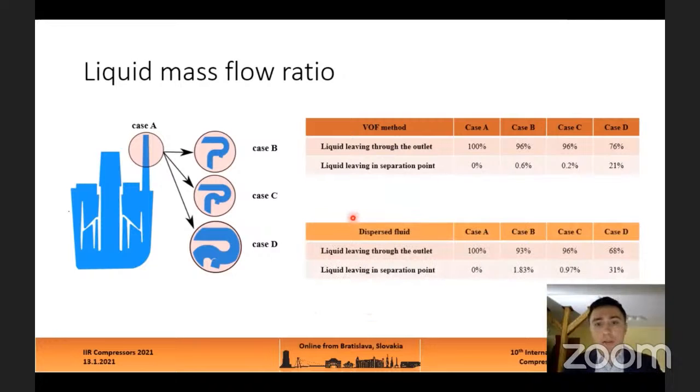Similar results were obtained for another approach for dispersed fluid simulation. Again, case B and case C are not showing very good efficiency of separation, but in case D, we were able to reach some significant improvement in liquid separation.